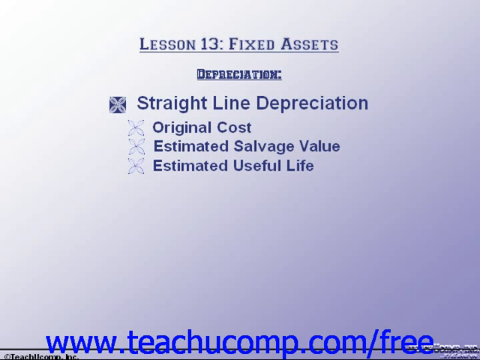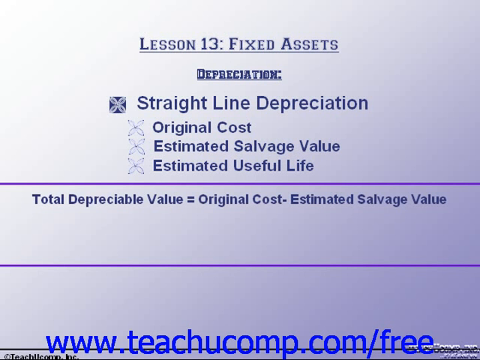Now, once you have the three pieces of information about your asset that you need, you can then create a depreciation schedule for the asset using the straight line method. The first part of this method is to determine the total depreciable value of the asset. You can calculate this value by subtracting the estimated salvage value from the original cost of the asset. This will give you the total amount of depreciation to spread over the useful life of the asset.